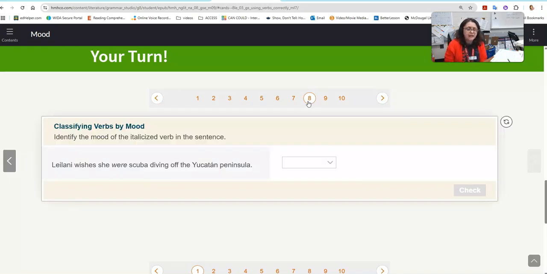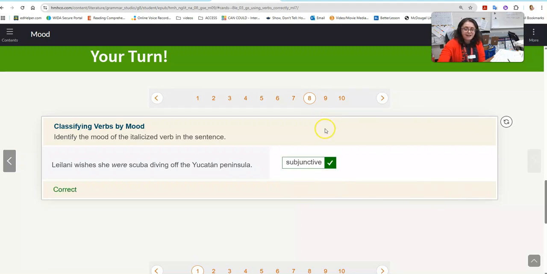Number 8. Liani wishes she were scuba diving off of the Yucatan Peninsula. So, I see wish, so it sounds like someone's making a wish. And then I see "were," like "she were." You don't say she were, you say she was. So, think about that. Okay, so if you're thinking it's one of these two, so if you're thinking subjunctive, you thought right.